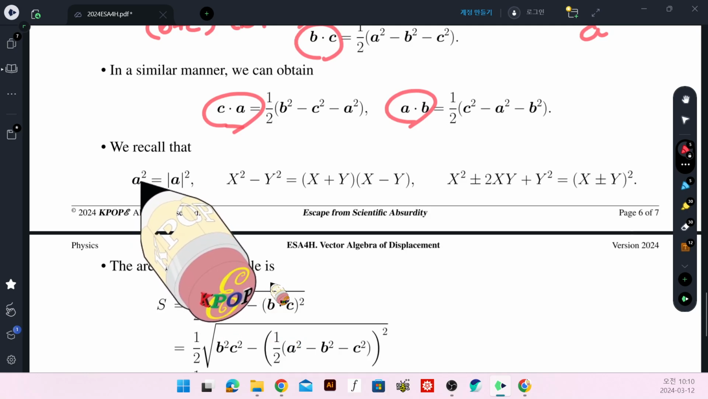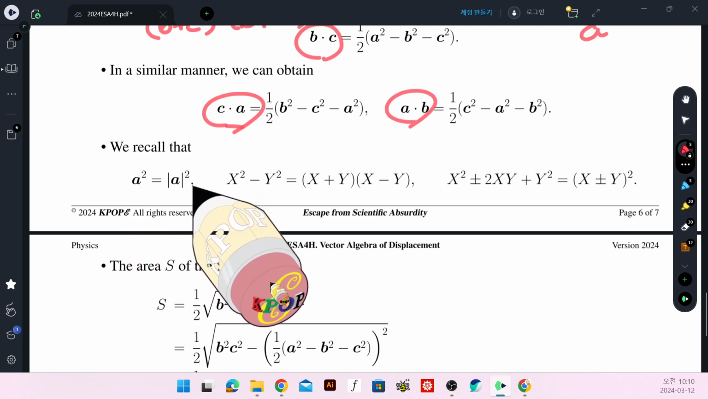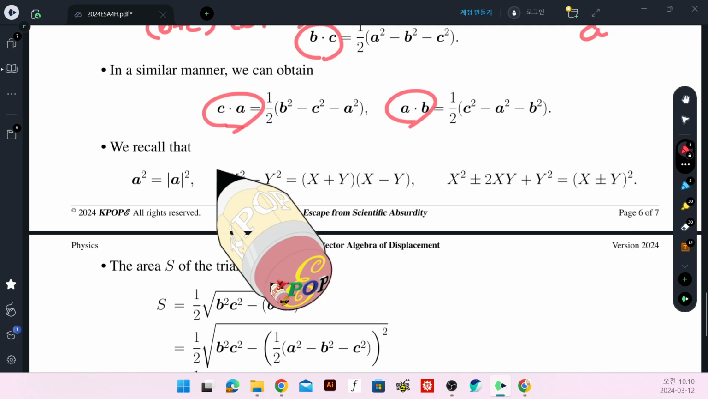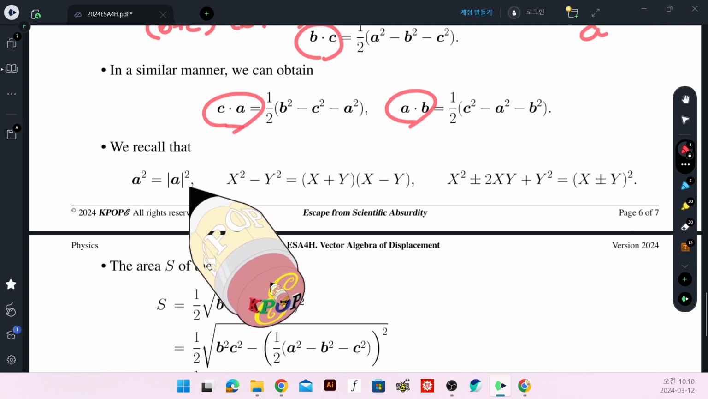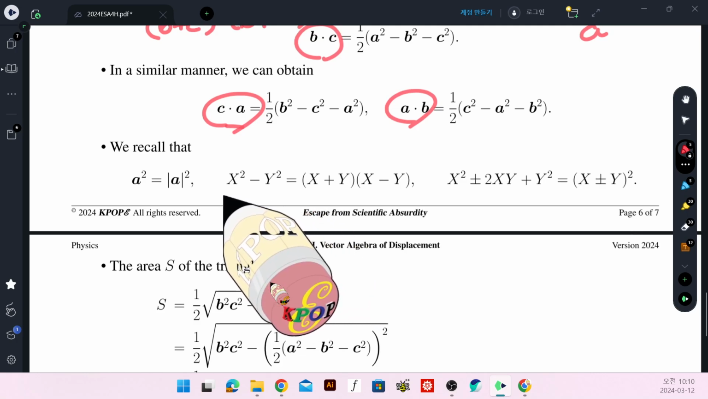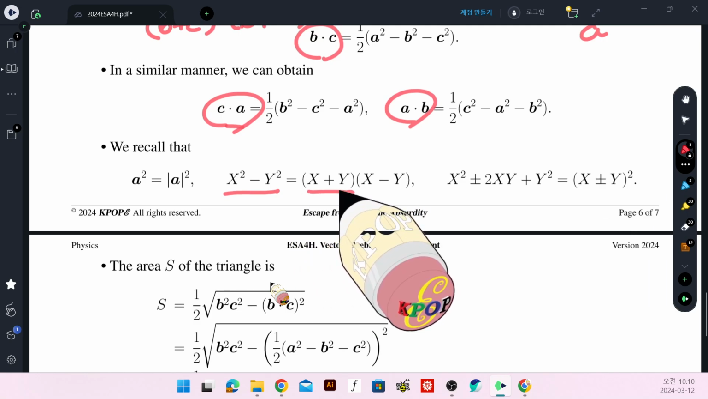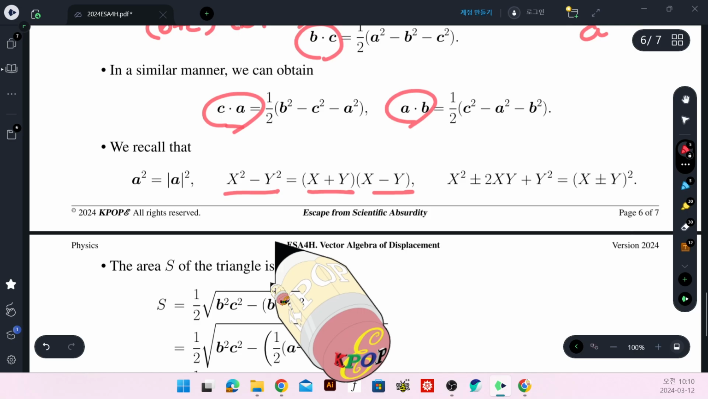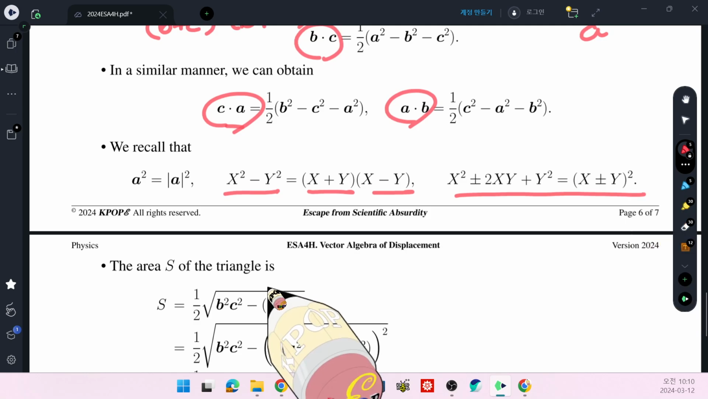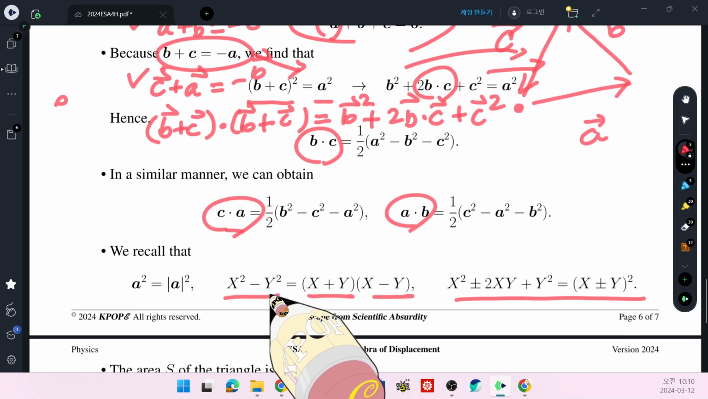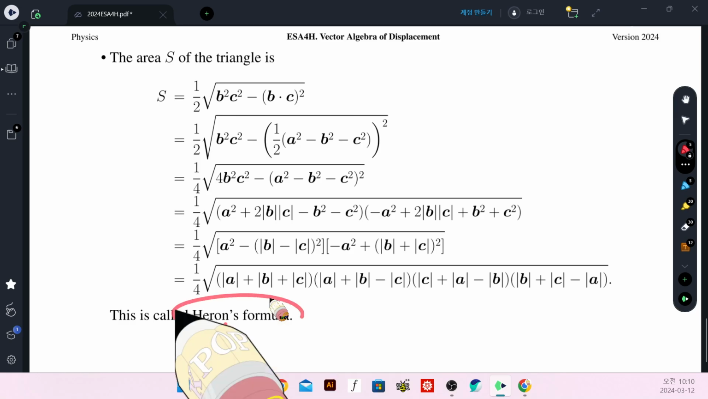We recall that the square of a single vector, because the angle between two vectors that are identical is 0, cosine 0 equals 1. So A squared is the square of the absolute value. And we know the factorization formula for the square minus square is just the product of sum and difference. Using this, I can find this formula. You can make use of these relations. You can verify Heron's formula.